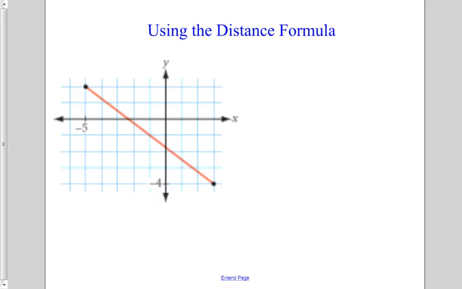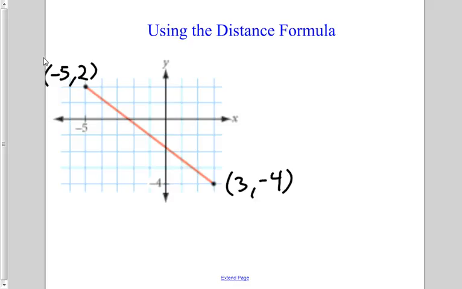Now, let's just do an example together. So, I have this line. First thing I'm going to do, I'm going to find my x and y coordinates I'm looking at. So I'm looking at this point, which is at -5, 2. Then I'm looking at this point over here, which is at 3, -4.